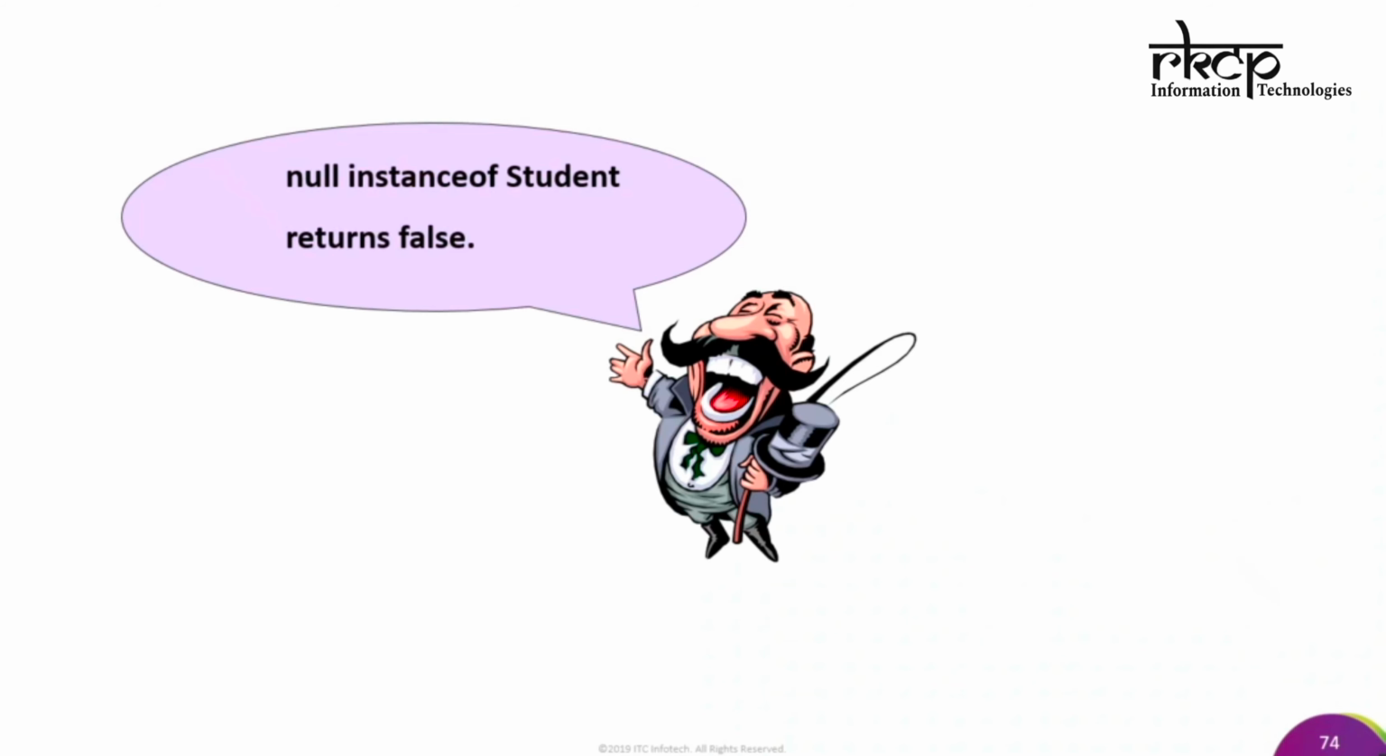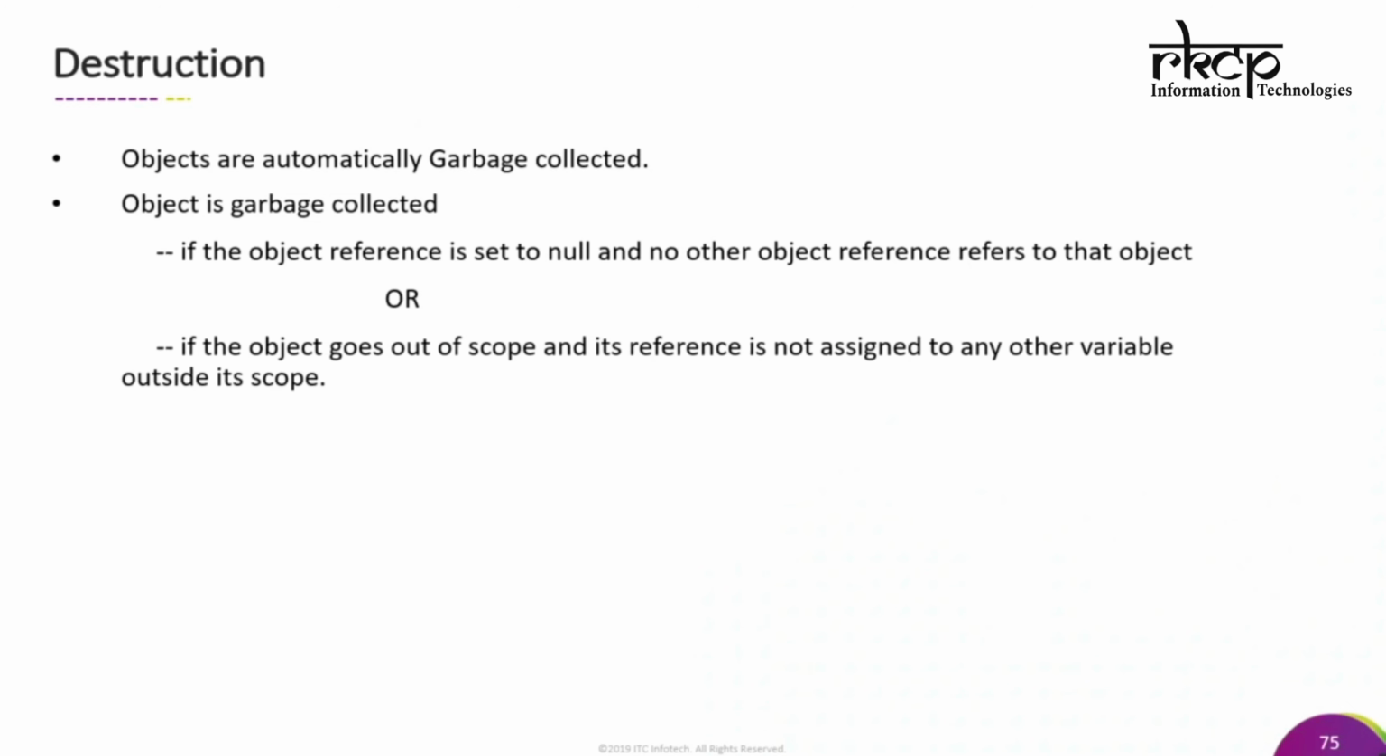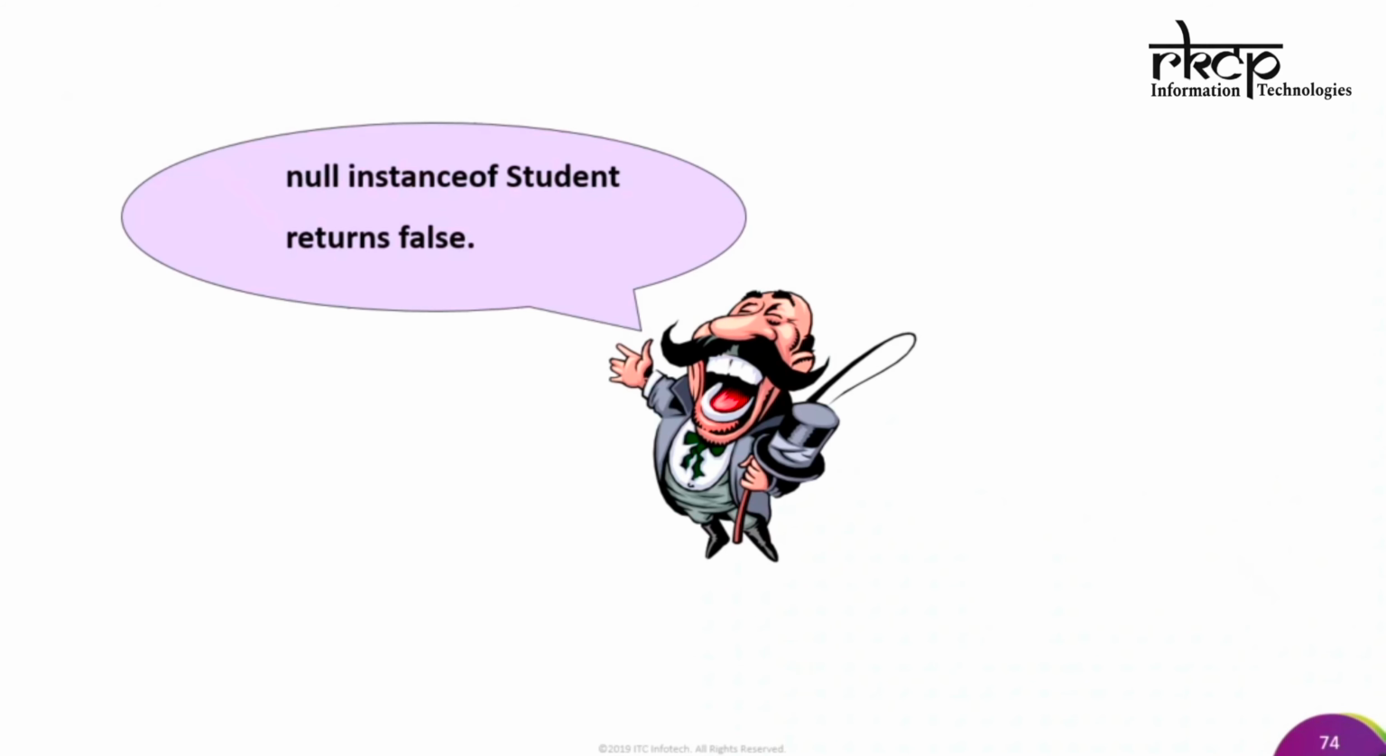If you have a null, say you are creating a student S and it is holding null, then for null it will always return false. So hope you are able to understand. In Java, one very important concept is there, and that we will discuss in the next session. That will be our destructor concept, meaning whether a destructor concept is available in Java or not. Thank you very much.